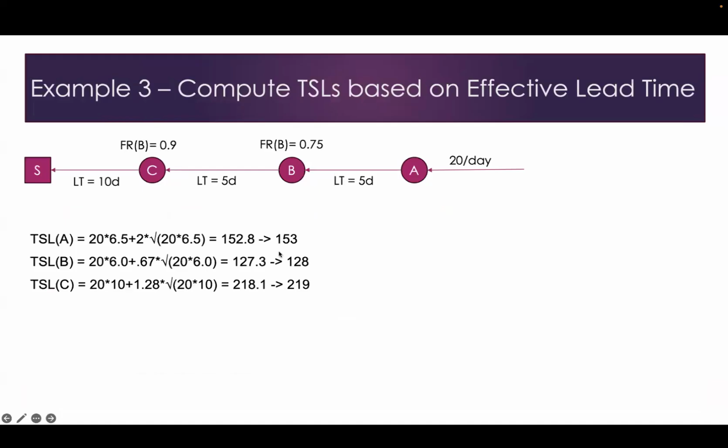So I just do the calculation here, 20 times 6.5, it's a 98% fill rate, 2 times this, 153. This is a 75% fill rate, so it's 0.67, and I get a 128, and 2 times 10. Now this one, the effective lead time is 10 because there's no probabilities or anything, taking 10 days flat. So 2 times 10 plus, and it's a 90% fill rate, so it's 1.28 is that normal value thing. I should probably have put that as well, but you can see that it's 290.